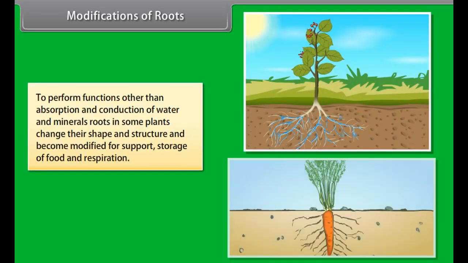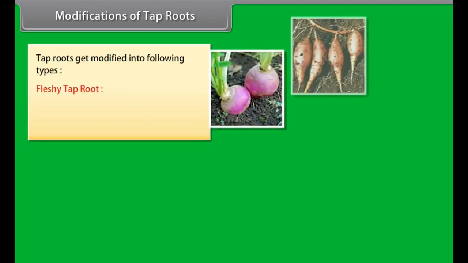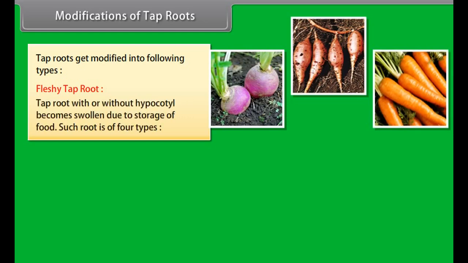Modifications of roots. To perform functions other than absorption and conduction of water and minerals, roots in some plants change their shape and structure and become modified for support, storage of food, and respiration. Modifications of tap roots. Taproots get modified into the following types. Fleshy taproot, with or without hypocotyl, becomes swollen due to storage of food. Such root is of 4 types.